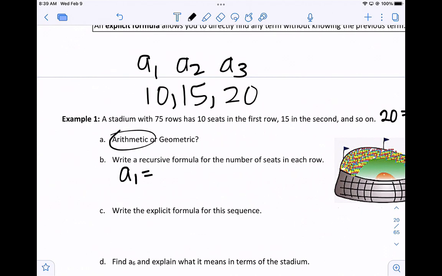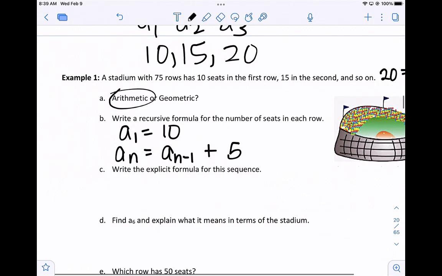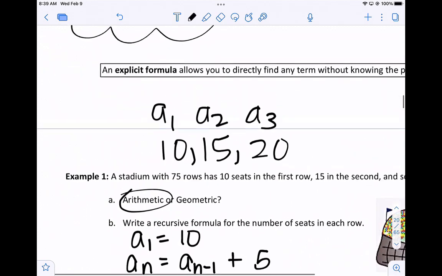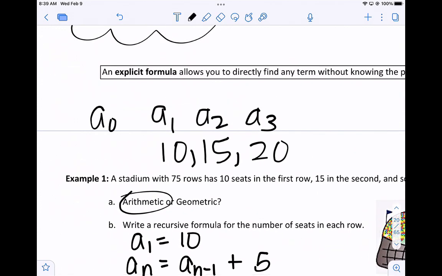So in the first row, there's 10 seats. For any row, you take the row before it and you add 5 to that row. So now to write the explicit formula, I always like to start with the y-intercept. So again, we would need to go backwards. So here, instead of adding 5, we would subtract 5.